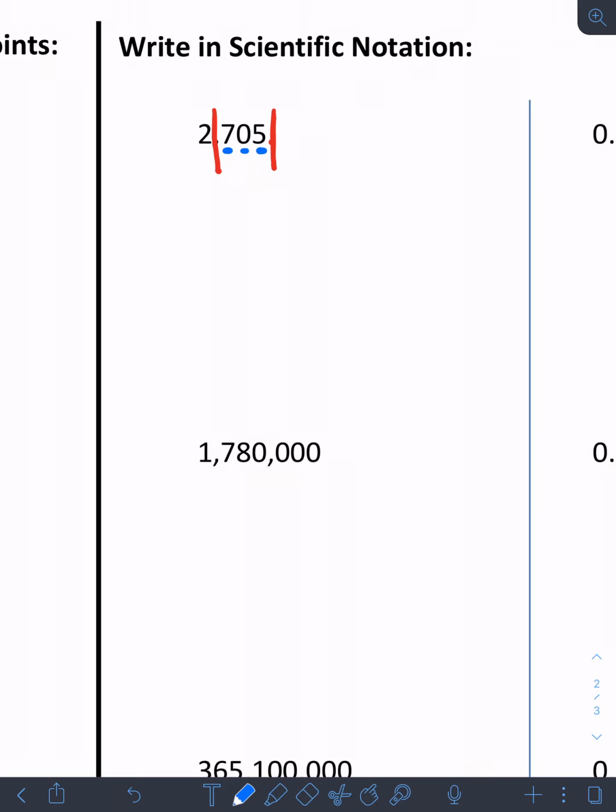Okay, so the way that we're going to write our number is 2.705, and then we have to remember our times 10, and our exponent, since this was a number larger than 1, is going to be 3.